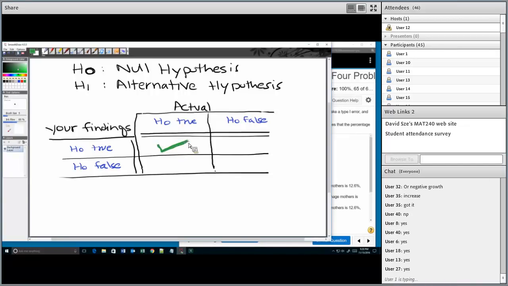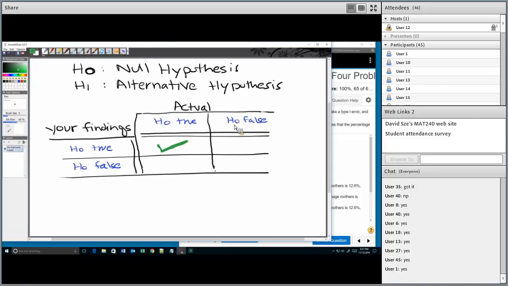Do you all agree with that? If the actuality is that the null is true, and you also find that the null is true, you've made the right decision. I shouldn't say the hypothesis test is correct. I should say that your finding is that the null hypothesis cannot be rejected, that it is still true.